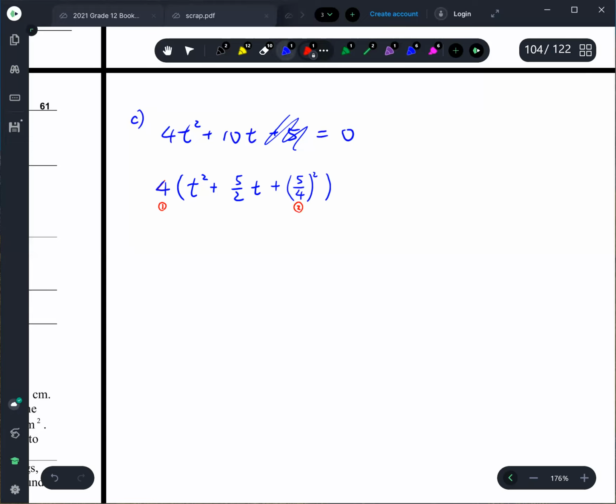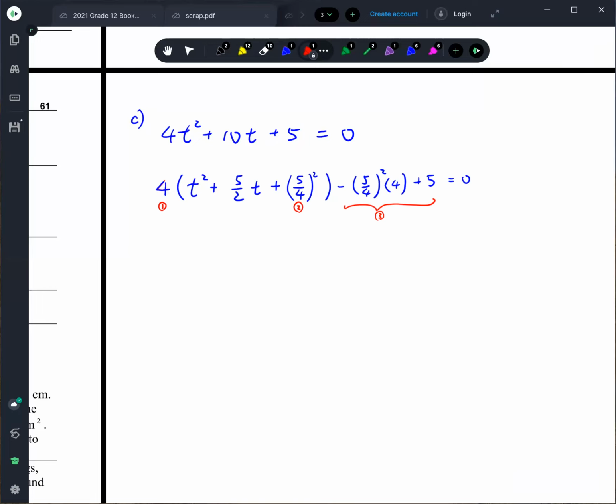Now we need to balance. You subtract at the back. Balance 5 over 4 squared times it by 4. And then remember, we ignore the 5 at the beginning, so you need to put it back. So this is your step 3: factor A, divide by 2, balance. You've done this at least 20 or 30 times, but I still see mistakes coming up from the balancing part when you try to simplify.